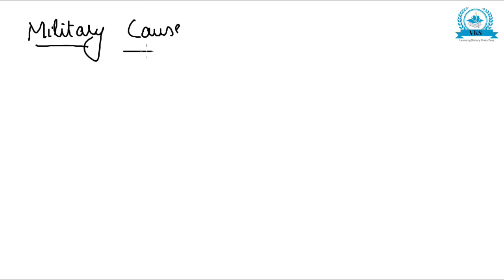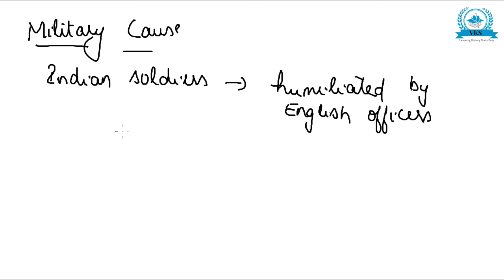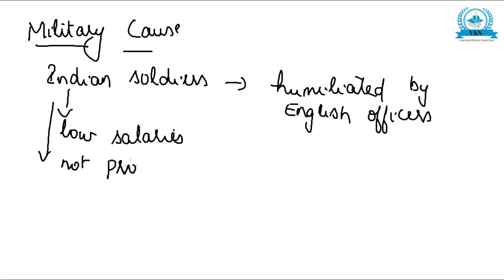Okay, so considering the military cause, Indian soldiers, what all problems did they face? Indian soldiers in the British Army were humiliated by the English officers, and they were also paid very low salaries. Their salaries were very low, and they were also not promoted to higher ranks. Okay, there was no promotion, salary was very low, and they were humiliated by the officers.